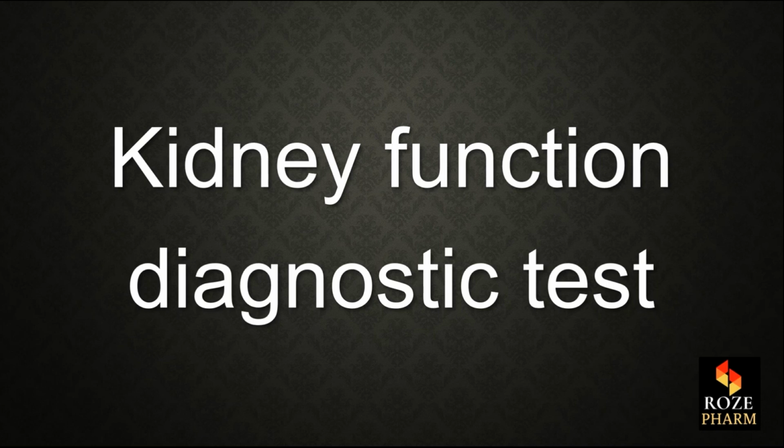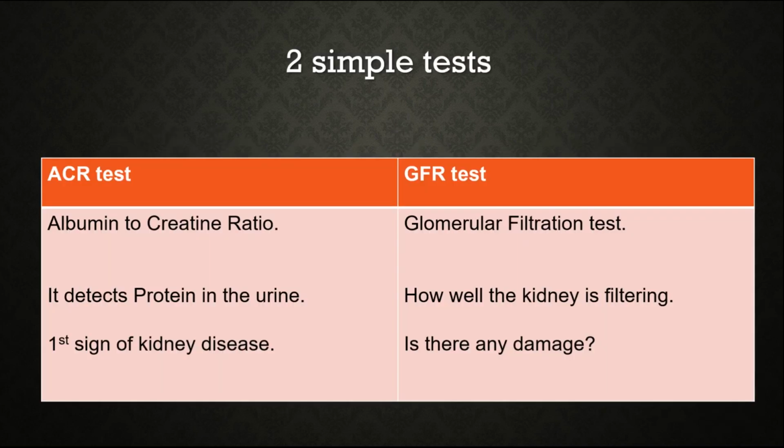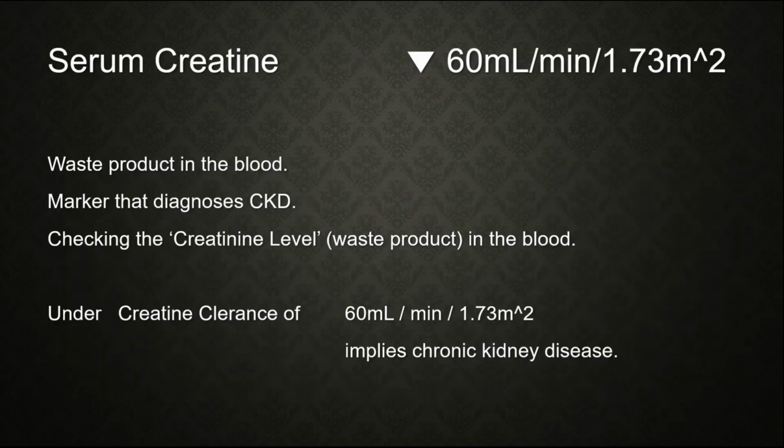Let's check out the kidney function diagnostic tests. There are two simple tests, ACR test and GFR test. ACR is the shortened form of albumin to creatinine ratio. It detects protein in the urine, and it is the first sign of kidney disease, whereas GFR test stands for glomerular filtration rate, showing how well the kidney is filtering and whether there is any damage.